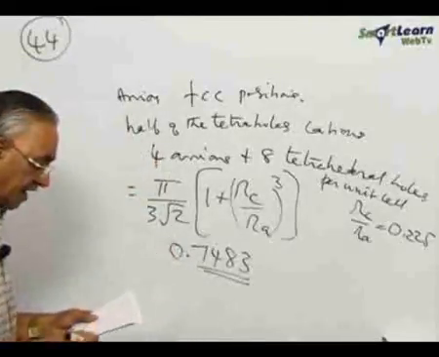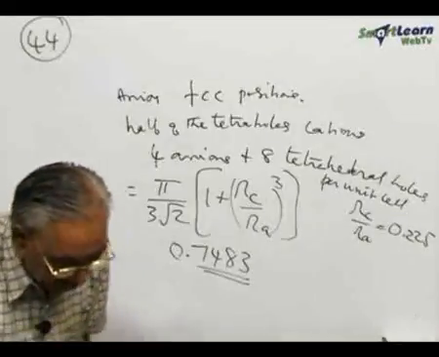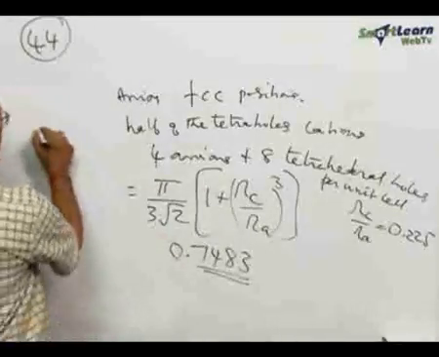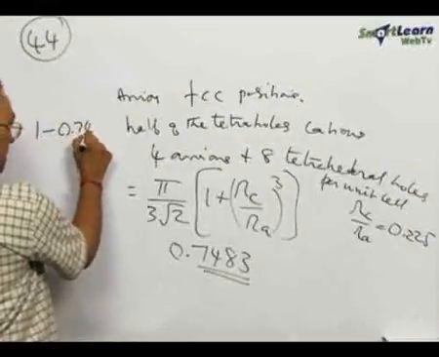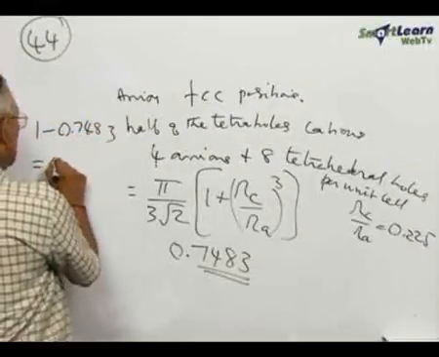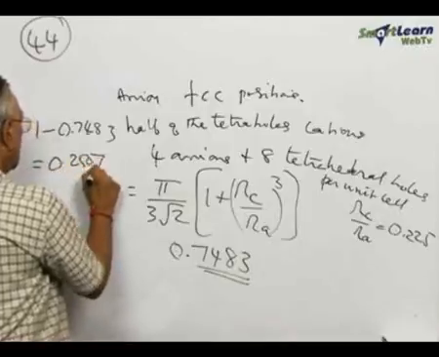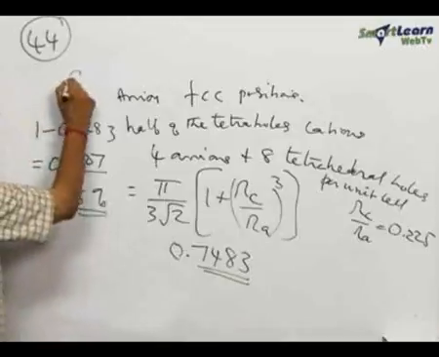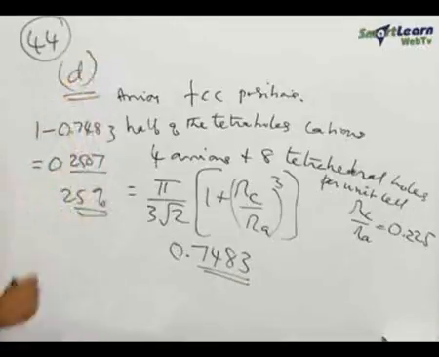Therefore, the question asked is, what is the percentage of the void space? So, the void space is 1 minus 0.7483, which is equal to 0.2507. That is roughly about 25%. So this corresponds to the answer D.